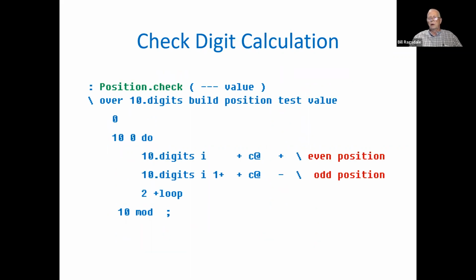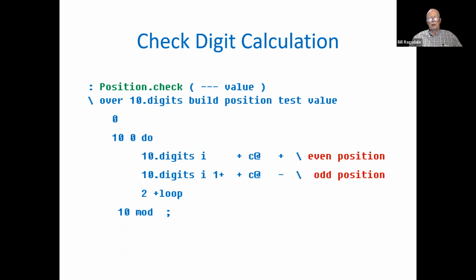This is the word that does the actual work of the comparisons, a simple do loop over the 10 digits. From 10 dot digits, I plus C fetch, we extract the first number and we add it into a running sum. Then we go 10 dot digits, I 1 plus. And now we've stepped ahead by 1 to an odd position, and that is subtracted.